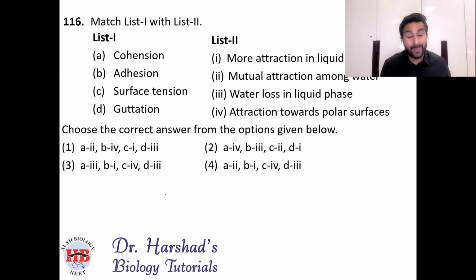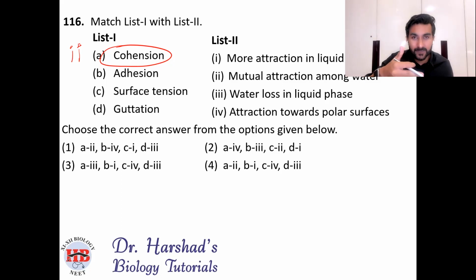Again, it's a question on match the column. They've asked you about cohesion. Cohesion, if you remember, is the force of attraction between similar molecules. That means it would be the mutual attraction between water molecules. So A would be option 2. Adhesion is the attraction between dissimilar molecules, which would be the attraction between water and polar substances, like water and the heads of the phospholipids in the plasma membrane. So B would be 4, attraction towards polar surface. Surface tension, if you remember, is the attraction in the liquid phase. So C would be 1. And guttation is the loss of water in the form of liquid through hydathodes. So that would be D3. So A2, B4, C1, D3. And that would be our option number 1.